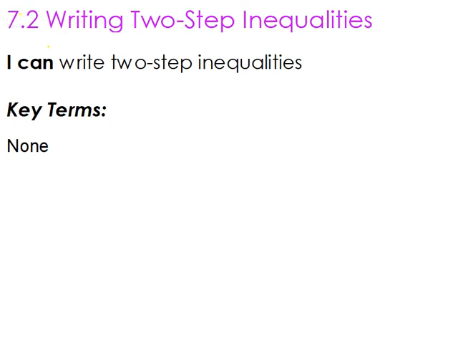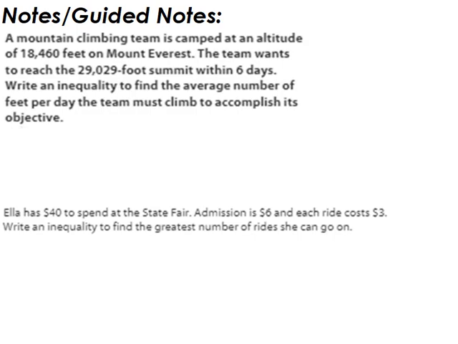Good news about this one is we don't have any key terms. It's kind of nice. So what we're going to do is focus on word problems, and on writing an inequality from a word problem. Very similar to writing two-step equations from word problems. The only difference is we're not going to have an equal sign anymore. We're going to have a less than, greater than, less than or equal to, or greater than or equal to symbol. And there are keywords we're looking at to show us which symbol to use, to help guide us.